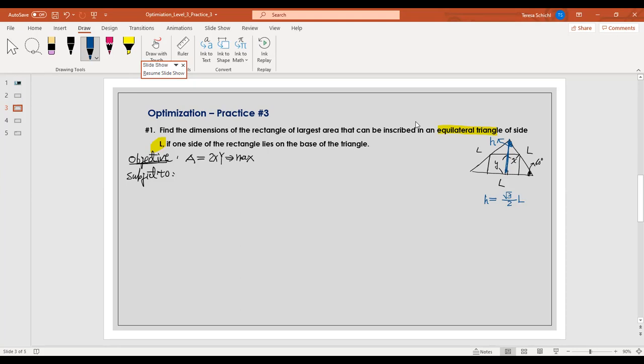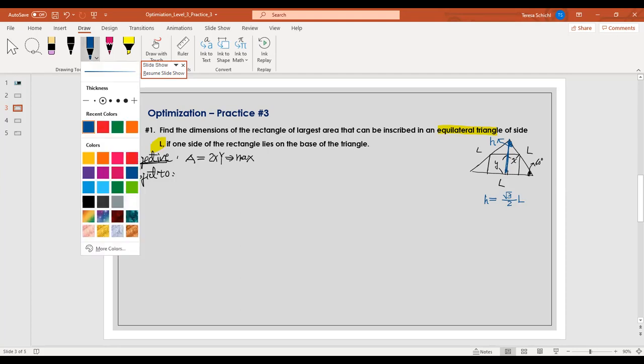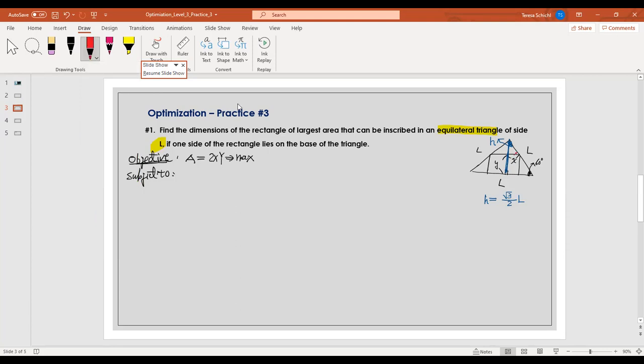Now the problem here is, okay, I got the height, but how do I put the X and the Y together? So we need to use similar triangles. If you take a look at this small red triangle and compare it to the big triangle, the yellow one here, what is their relation? They are similar triangles. If they are similar triangles, then I can use the ratios, right?